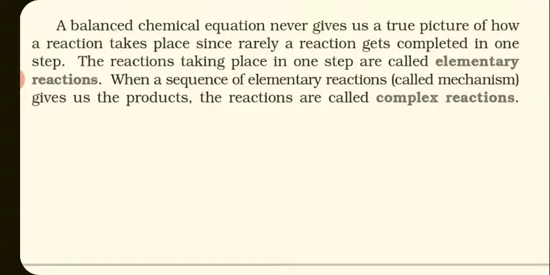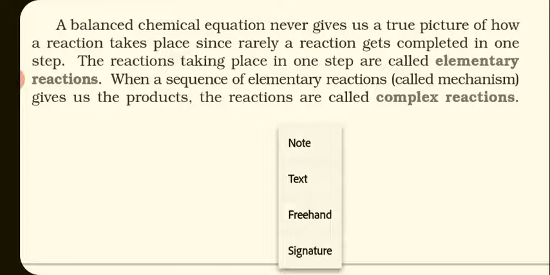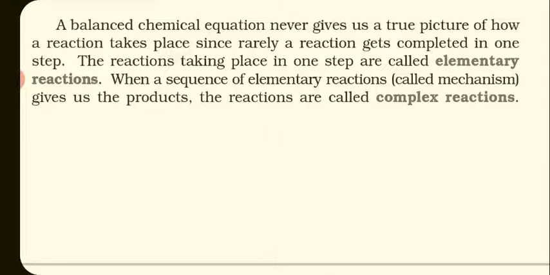Now one more important concept: a balanced chemical equation never gives us a true picture of how the reaction takes place, since rarely does a reaction get completed in one step. There can be chemical reactions which may be completed in one step. Such reactions are called elementary reactions. तो कुछ रासायनिक अभिक्रियाएँ ऐसी होती हैं जो एक ही चरण में कंप्लीट हो जाती है, तो उनको एलिमेंट्री रिएक्शन बोलते हैं.